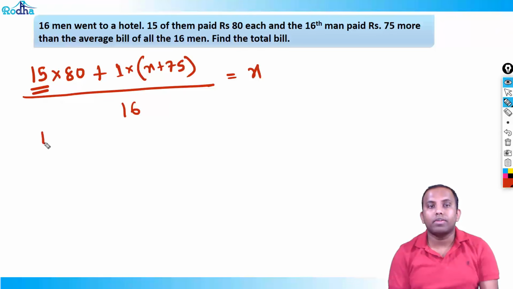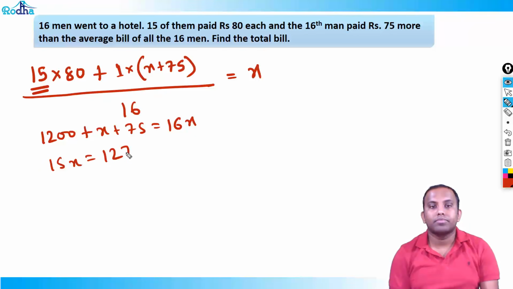15 into 80 is 1200. So 1200 plus X plus 75 is equal to 16X. That means 15X is equal to 1275. Cancel it out, 5 times and 5 times. So X is equal to 85.